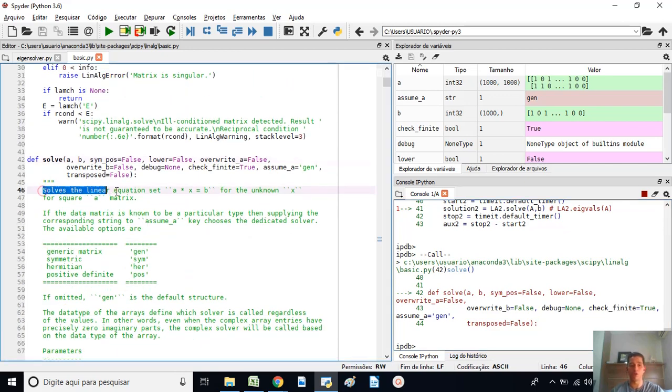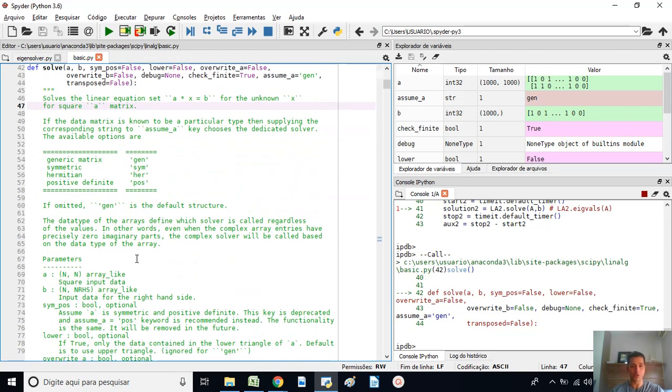Well, we're going to solve the linear equation AX equal B for X, and for a square matrix A. If the data matrix is known to be a particular type, then supply the corresponding string to assume_a to choose the dedicated solver. So if A has a particular structure, a particular solver will be chosen. So if it's a generic matrix, a symmetric matrix, a Hermitian matrix, that's a symmetric matrix in the case A is complex, has complex values, or a positive definite matrix, it will choose particular solvers.